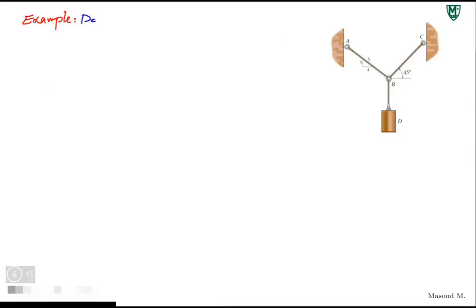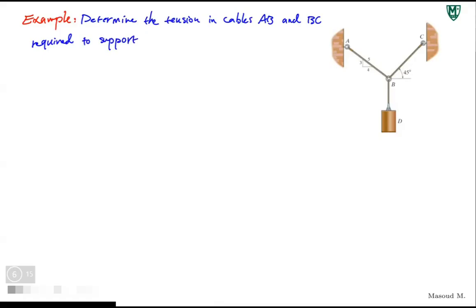So the problem is telling us to determine, let me read it: determine the tension in cables AB and BC necessary to support the 60 kilogram cylinder.